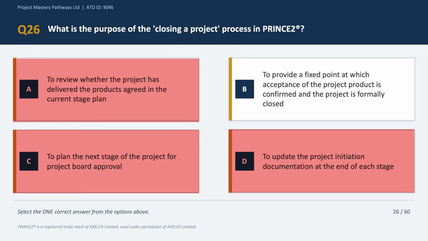Option B says to provide a fixed point at which acceptance of the project product is confirmed and the project is formally closed. Now this looks like a good option to me, and this is the correct answer choice indeed, because closing a project ensures products are accepted, lessons are captured, and the project board formally disbands the team and releases the resources. So the correct answer is option B.